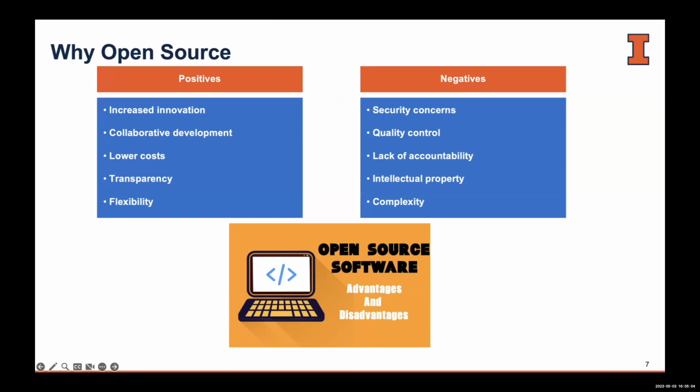However, there are some cons, such as security concerns. Dealing with money, it's a big problem. This could lead to security vulnerabilities if not properly managed. Also, quality control: since this is open source, there is a chance that people who are not experts may edit and affect the quality of the software, and also the lack of accountability. Also, intellectual property and complexity are big issues, since it requires more coordination and communication between the contributors.